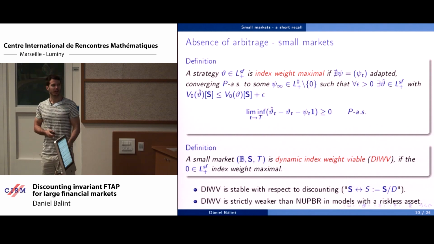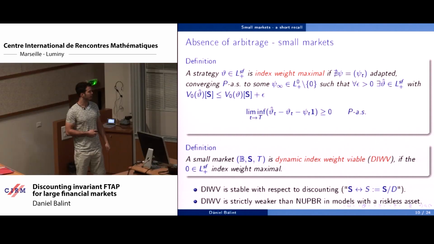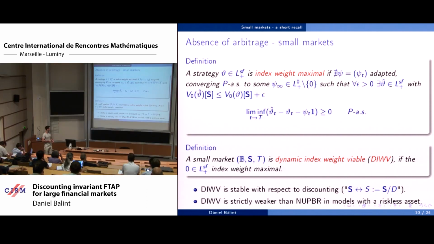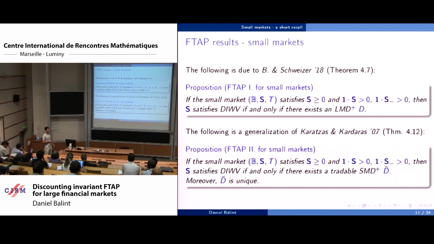Yeah, so this is our definition from yesterday, viability, and it has a nice property that it's stable with respect to discounting, and also is strictly weaker than NUPBR, at least in classical models with riskless asset. Now, the results we need from the small market framework are two FTAP type results. First one is that if a small market has non-negative asset prices and non-degenerate asset prices, then we have viability if and only if there exists an LMD plus.